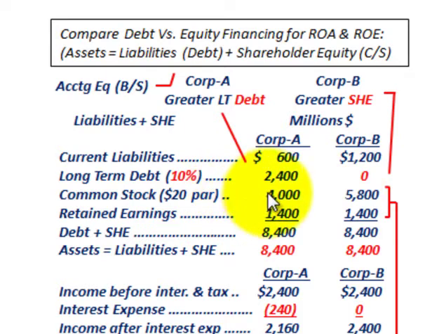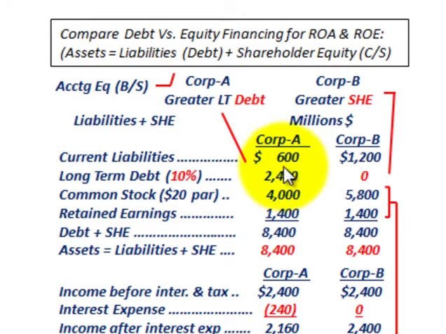And then when it comes down to the equity, Corp A is going to have less equity than Corp B. We'll throw it all into common stock. Corp A has $4 million in common stock equity, and Corp B is going to have $5,800,000 in common stock equity. And then when we get down to our retained earnings, both are going to have the same at $1,400,000. So our total debt plus shareholders' equity, totaling everything up, Corp A is going to be at $8,400,000 versus Corp B, same number, $8,400,000.